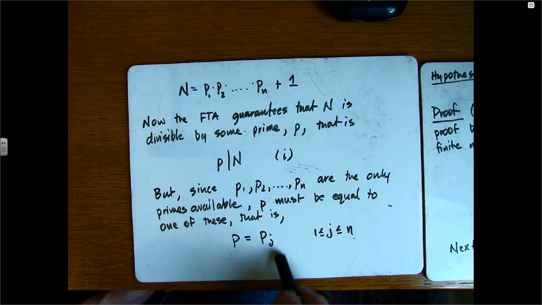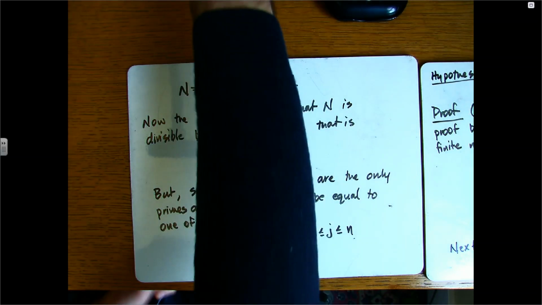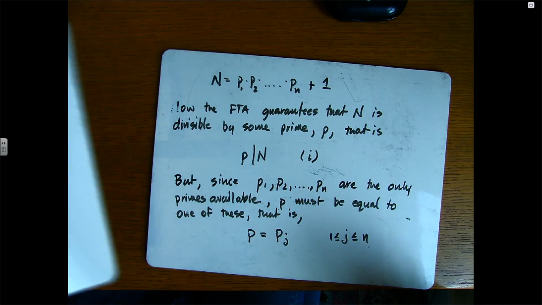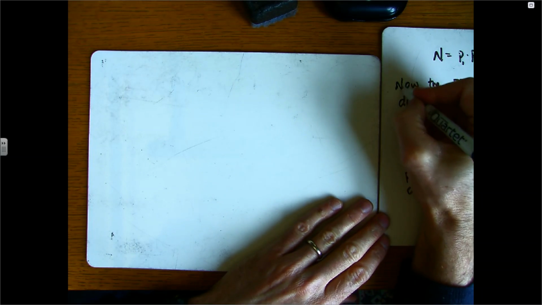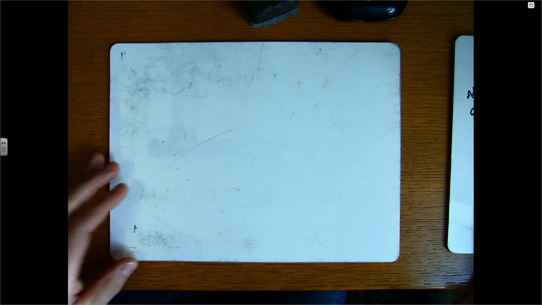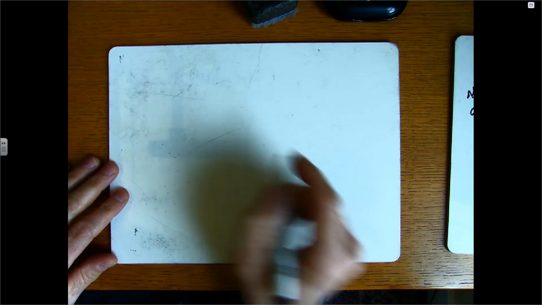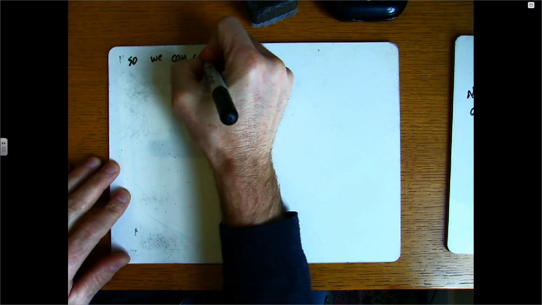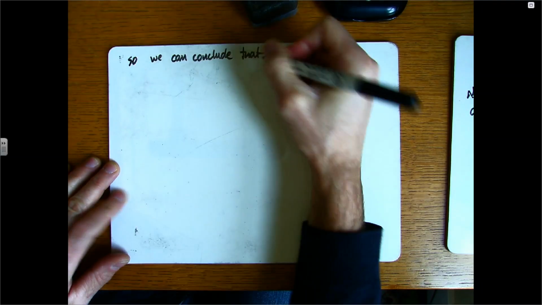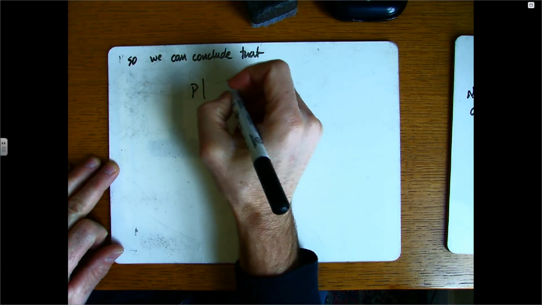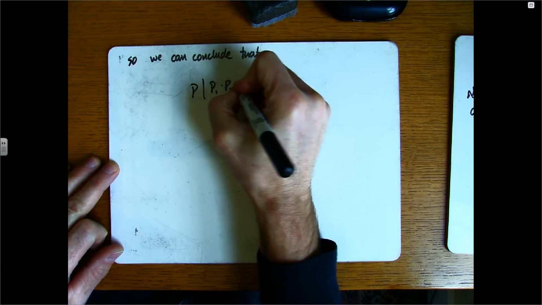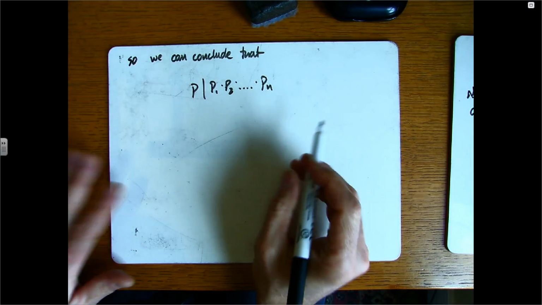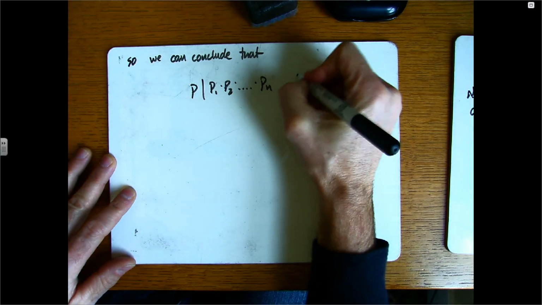So what does that mean? If P is one of these pj's, what can we conclude? If P is one of the pj's, then P must divide this list, p1 times p2 times all the way up to pn. If it's one of the pj's, it's got to be one of these, and it's got to divide that, right? And we're going to call this result 2.